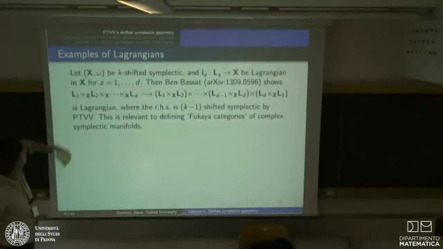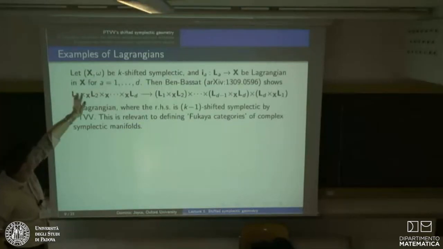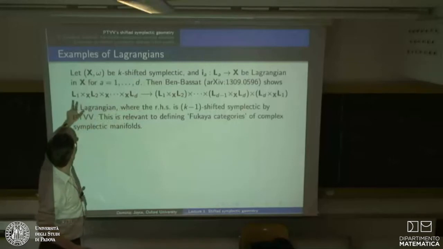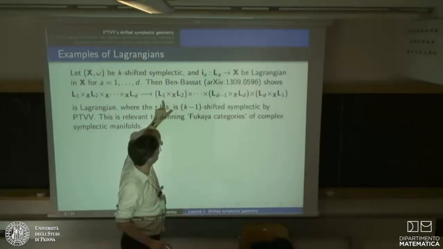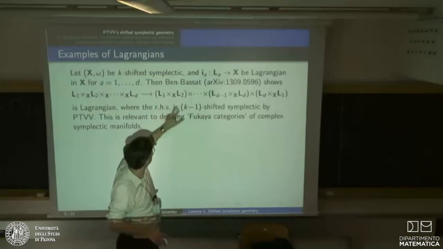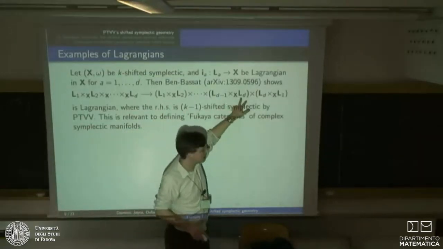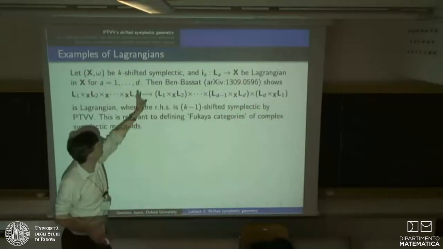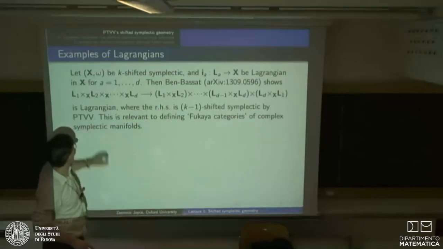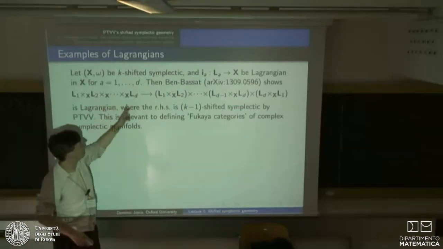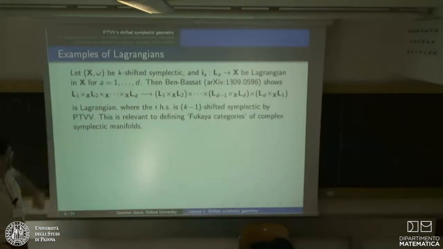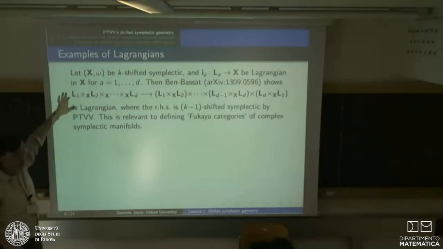OK, so some examples of Lagrangians. If you take a k-shifted symplectic thing, and some collection of d Lagrangians in there, then Oren shows that the multiple fiber product of the d Lagrangians, mapping into the product of pairwise intersections around a kind of cycle, L1 cross L2, L2 cross L3, all the way up to L(d-1) cross Ld, and then finally Ld cross L1. So each of these are (k-1)-shifted symplectic, and this whole thing is Lagrangian in that. So this is to do with kind of k-gons, if you like. This is relevant to defining Fukaya categories of complex symplectic manifolds, which I'll talk a little bit about tomorrow. These are the kind of things you would want to define the mu_d part of the A-infinity structure, I think.